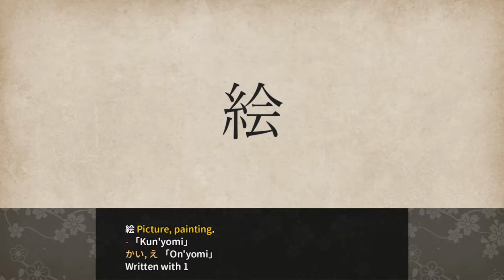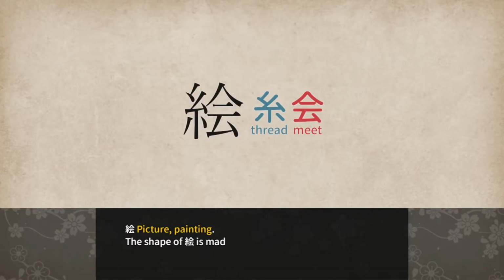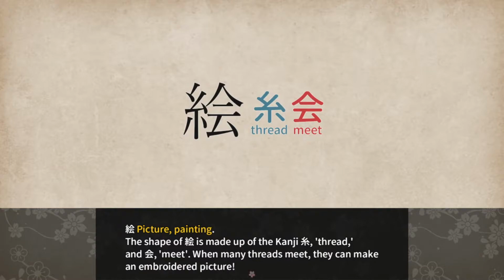Kai. Picture or painting. No Kun'yomi either, and Kai or E for On'yomi, written with 12 strokes. The shape of E is made up of the kanji ito, thread, and ao, meat. When many threads meet, they can make an embroidered picture.